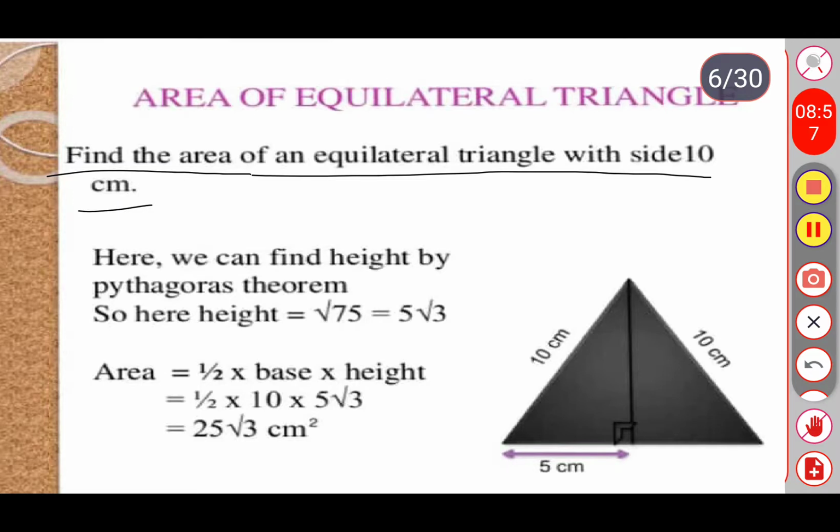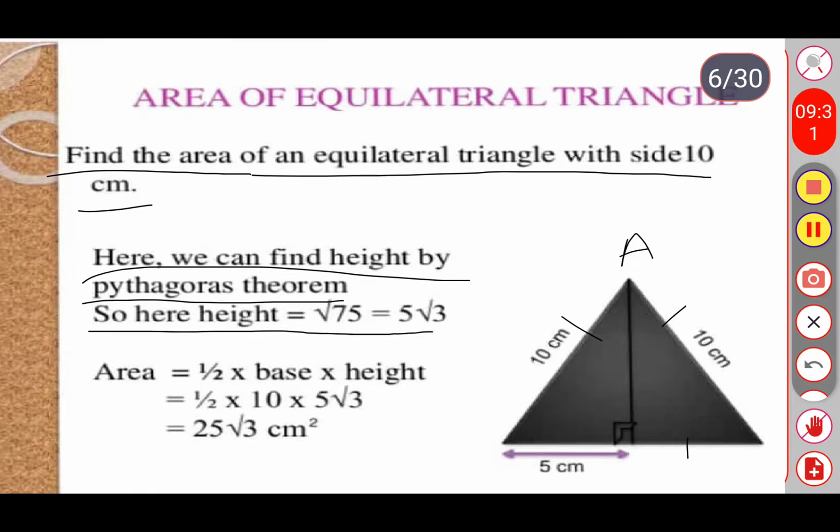If it is an equilateral triangle, all 3 sides are obviously equal. So what is that formula? Here we can find the height of the triangle by using the Pythagoras theorem. By using the Pythagoras theorem, we need to find the height of the triangle, right? So here the height of the triangle is 5 root 3. So we can apply the Pythagoras theorem for the right angle triangle.